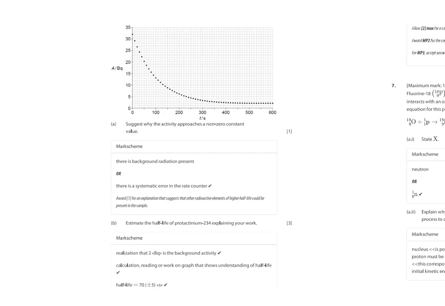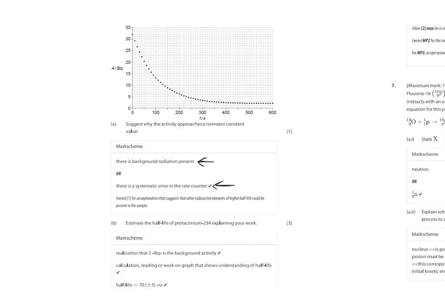And there are two possible explanations. It's a little bit tricky because this hasn't come up yet in any of these questions. Background radiation is present, still coming in towards the counter, and so that's more radiation than just the protactinium. That's one explanation. And then the other is that there's a systematic error in the rate counter, that the rate counter hasn't been calibrated.